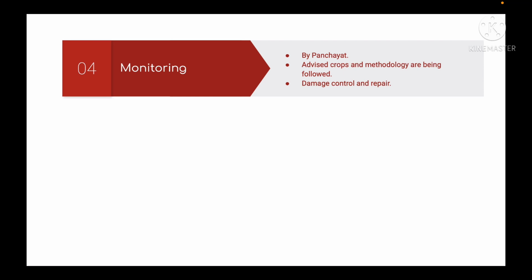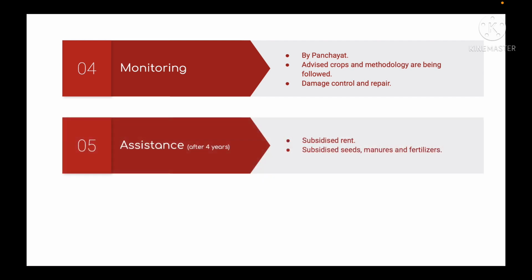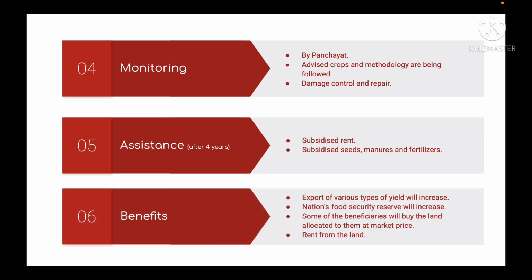The Panchayat will monitor that people are not deviating from the advised methodologies and crops. They will also make sure that any facility provided by the government, such as irrigation system, if damaged, is repaired immediately. After the completion of the first 4 years, the assistance provided by the government would go down. While the beneficiaries would still get seeds, manures, fertilizers, they would not get them for free but at a subsidized price.